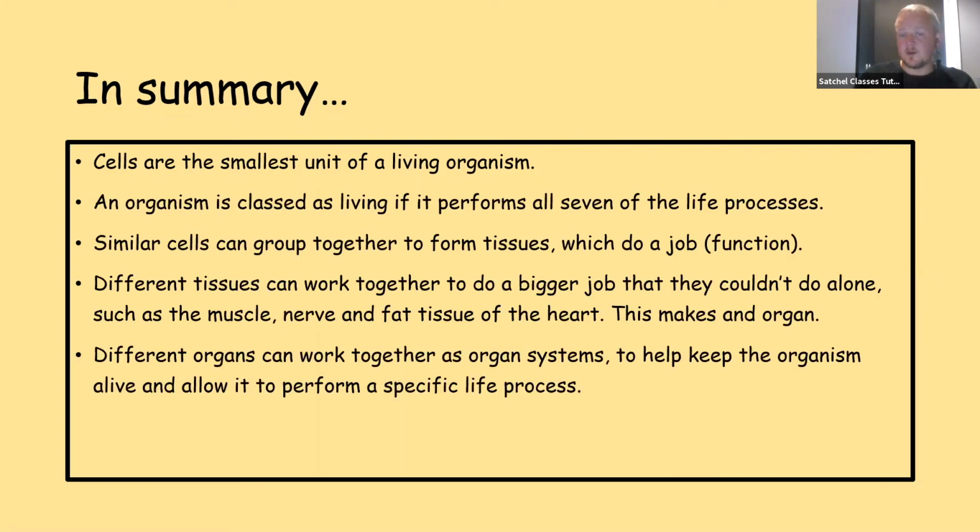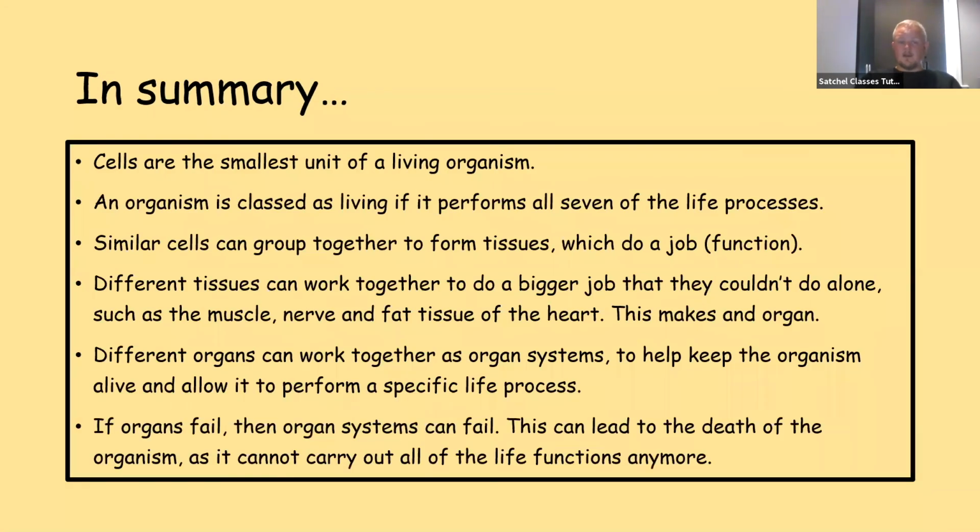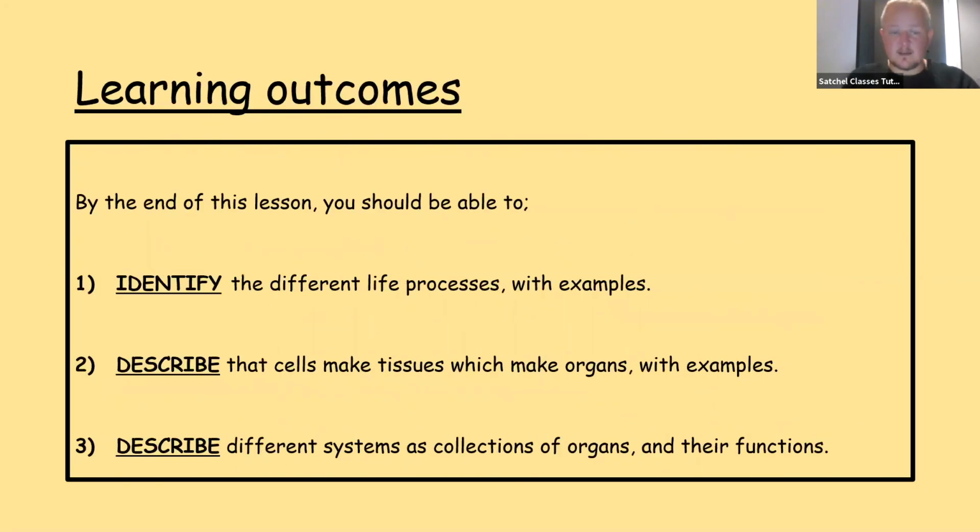Different organs can work together as organ systems to help keep the organism alive and allow it to perform a specific life process. If organs fail, then organ systems can fail. This can lead to the death of the organism as it cannot carry out all of the life functions anymore. And that ends our lesson with the description of the different systems as collections of organs and their functions.